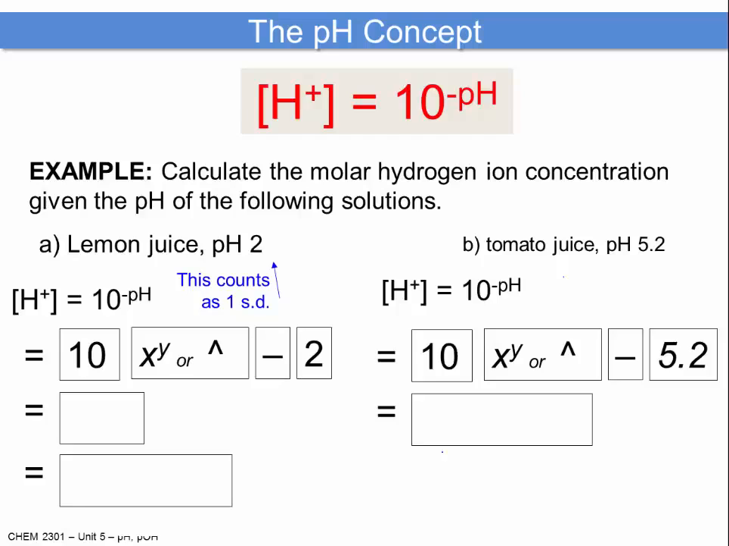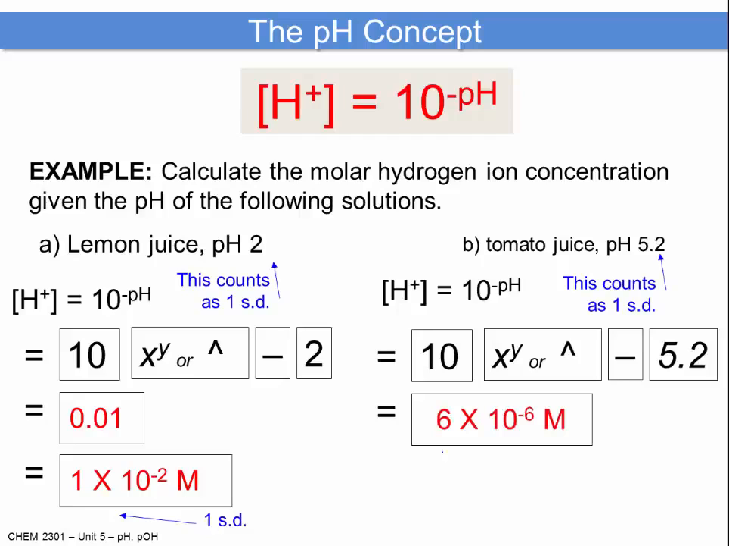This counts as one significant digit, the pH of 2. And so we get 0.01 in the calculator, and we can represent that as 1 times 10 to the negative 2 molar as well for the concentration. This answer has, again, one significant digit. We look at the second question here for tomato juice with pH 5.2. Again, we can plug it into our calculator according to the same process, 10, and then either xy or the upside down little v for some people's calculators, to the negative 5.2. There's one significant digit in this pH of 5.2. So we look at our answer in the calculator, we get 6 times 10 to the negative 6 molar, and this again is one significant digit.